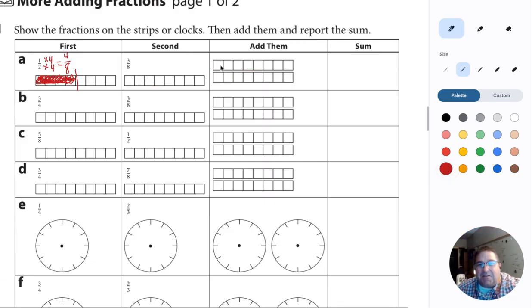Getting ahead of myself here. We need to shade in 4 of these. Sorry about that. 1, 2, 3, 4, right? It was half.